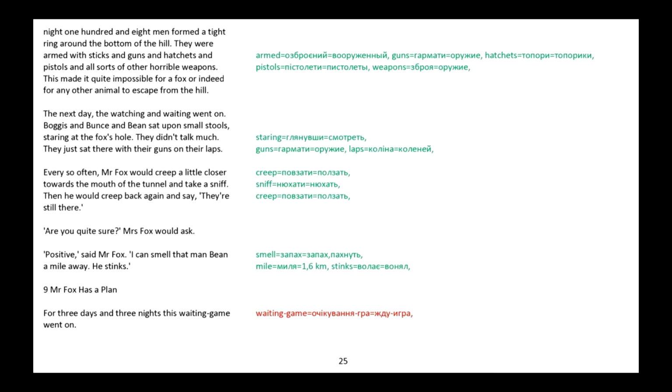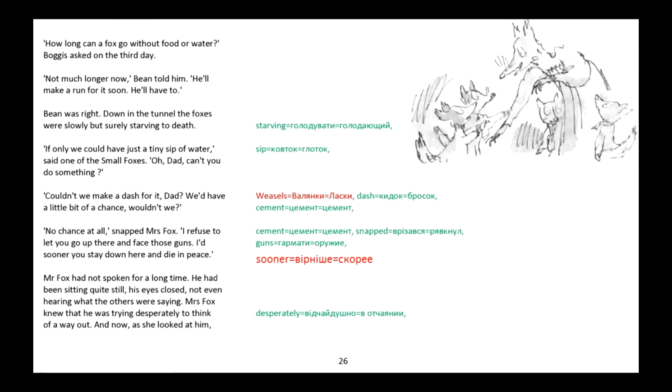Chapter 9. Mr. Fox Has a Plan. For 3 days and three nights. "How long can a fox go without food or water?" Bogus asked on the third day. "Not much longer now," Bean told him. "He'll make a run for it soon. He'll have to." Bean was right.